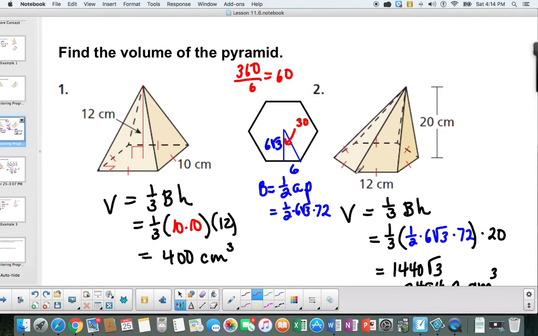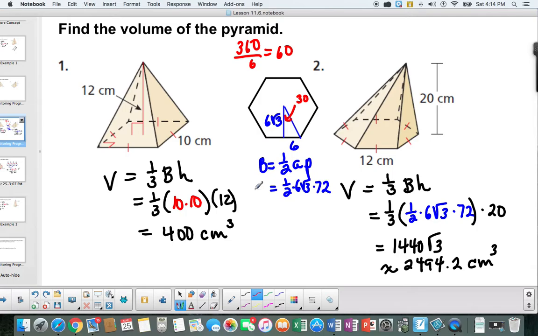Where did I get the number 6? Well, the whole side was 12. That's going to help me find my perimeter, and 12 times 6 will be 72. So this is the area of my base right here. I go to my formula, and I put the area of my base here, which I got over here, and my height 20, multiply everything out, and I get my volume.